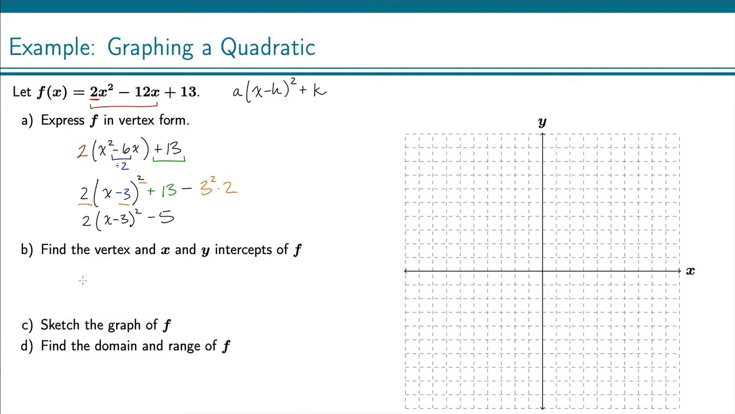Next, we can find the vertex. Our vertex is at h, k, right? In this form, the vertex is at h, k. So we see here h is 3 because of x minus h, so x minus 3. And k is just the number on the outside, including the sign, so negative 5.